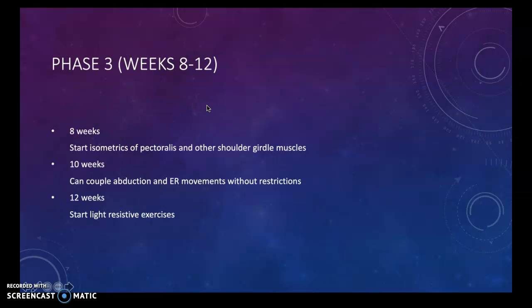So phase 3, this is weeks 8 to 12. So at 8 weeks, you can start isometrics of the pectoralis and other shoulder girdle muscles. At 10 weeks, you can couple the abduction and external rotation movements without any restrictions. And at 12 weeks, you can actually start light resistive exercise, which to me sounds pretty quick.